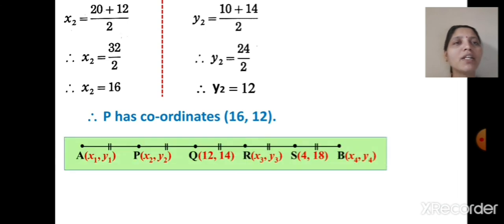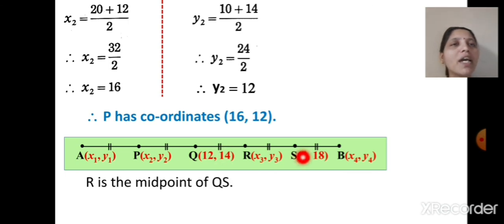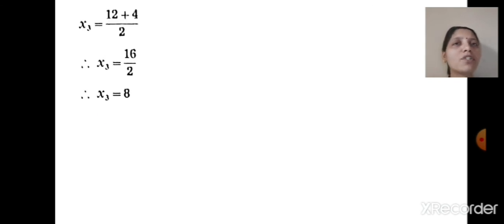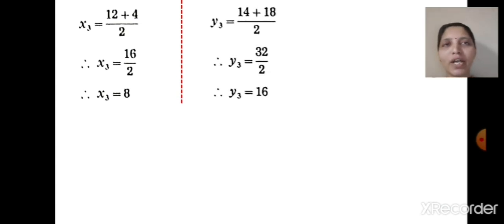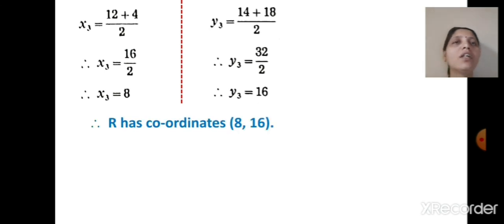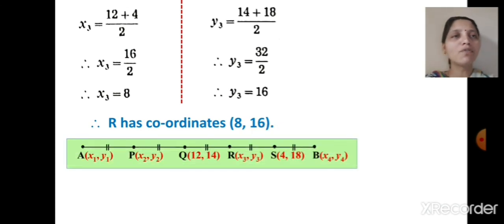Now we have to find the coordinates of point R. How can we find out? Point R is the midpoint of segment QS. We know the coordinates of points Q and S. So by midpoint formula, if you substitute the values, you will get x3 is equal to 8 and y3 is equal to 16. So therefore, the coordinates of point R are 8, 16.